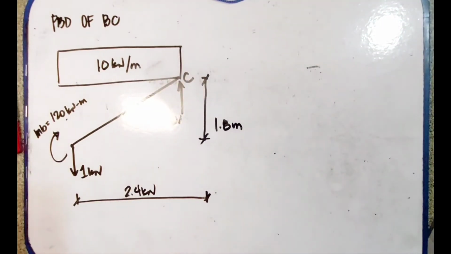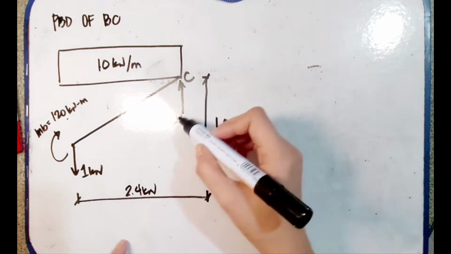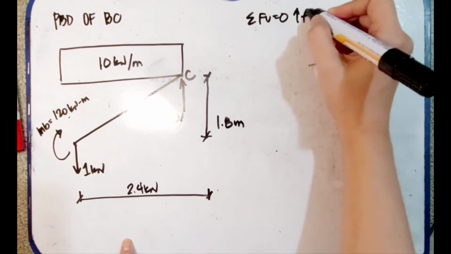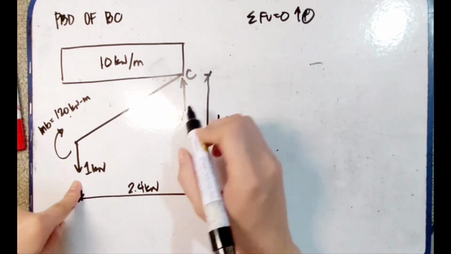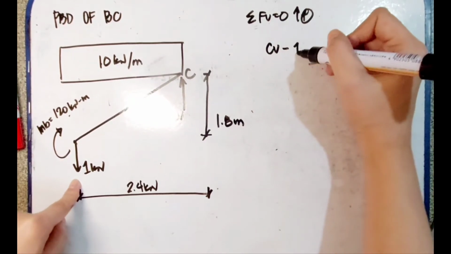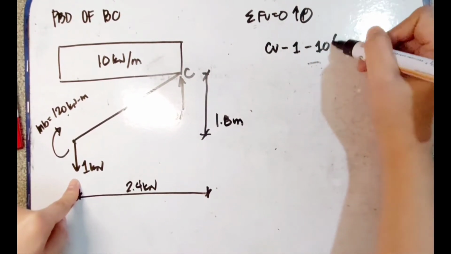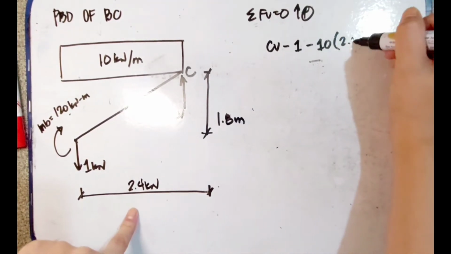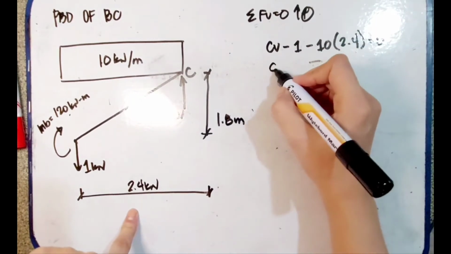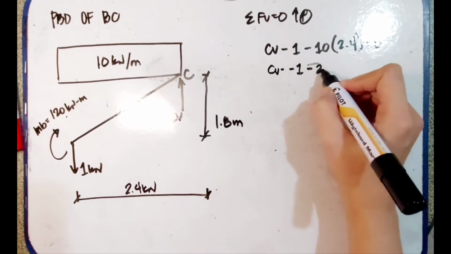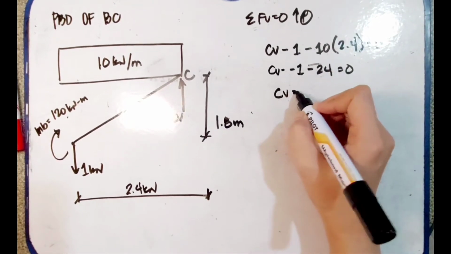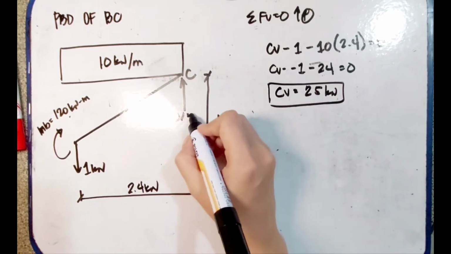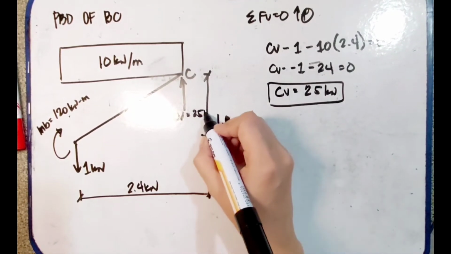Okay? So, next is, kunin na natin ang value ng CV. So, we have summation forces vertical is equal to 0, upward to become positive. Ano yung mga upward dyan? CV. Positive. Minus na natin si 1. Minus si 10. Para maging resultant siya. So, 10 times 2.4 lang. Okay, is equal to 0. So, CV minus negative 1 minus 24 is equal to 0. CV is equal to positive 25 kilonewton. So, ilagay na natin positive 25 kilonewton.